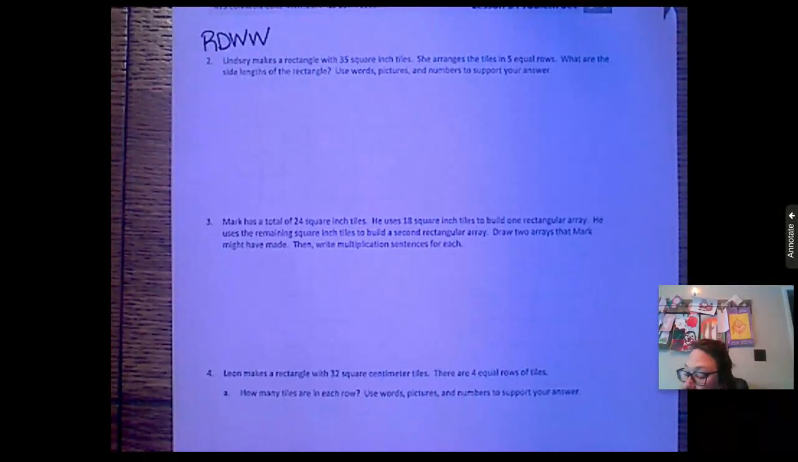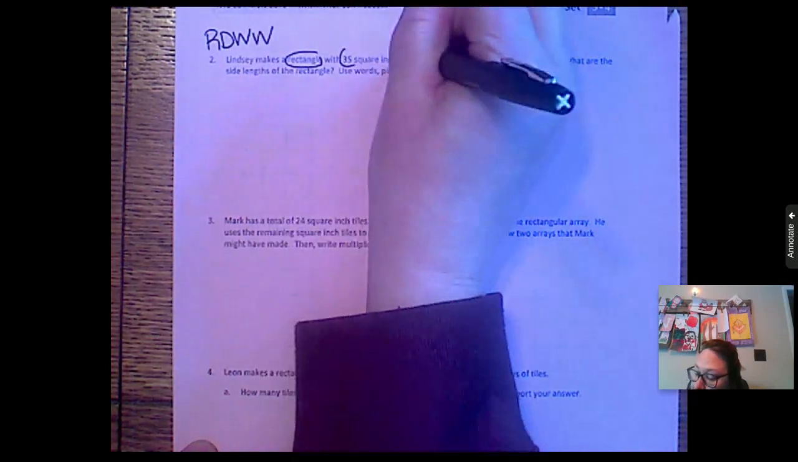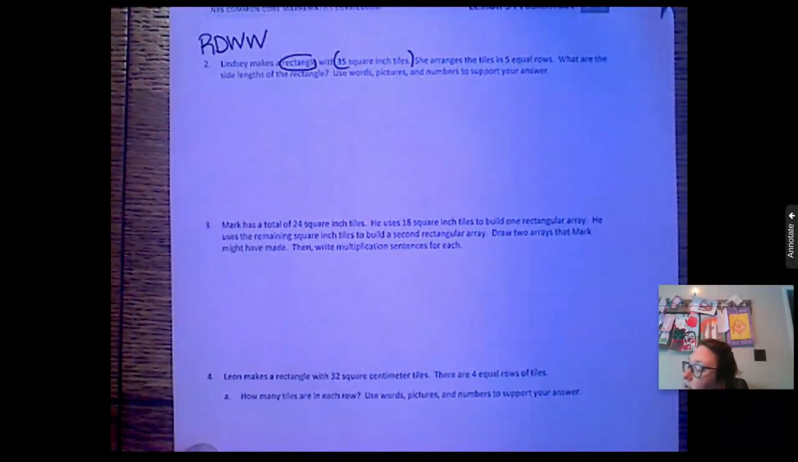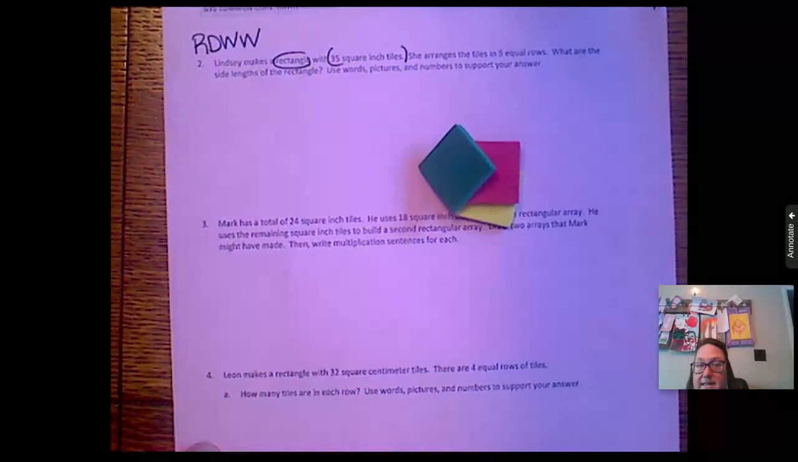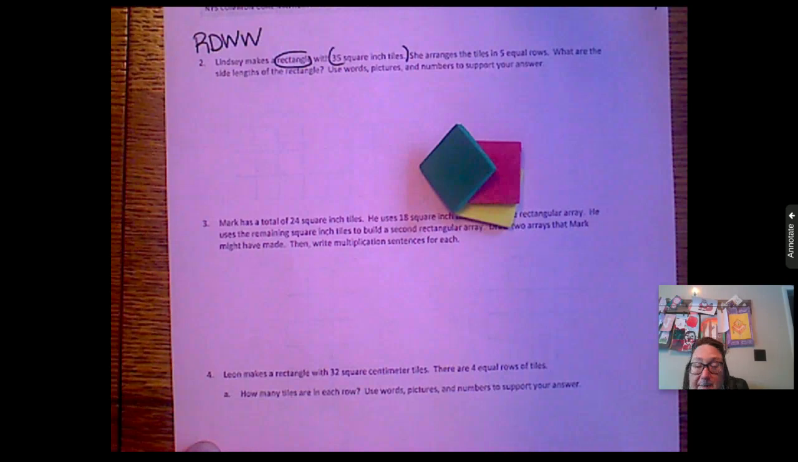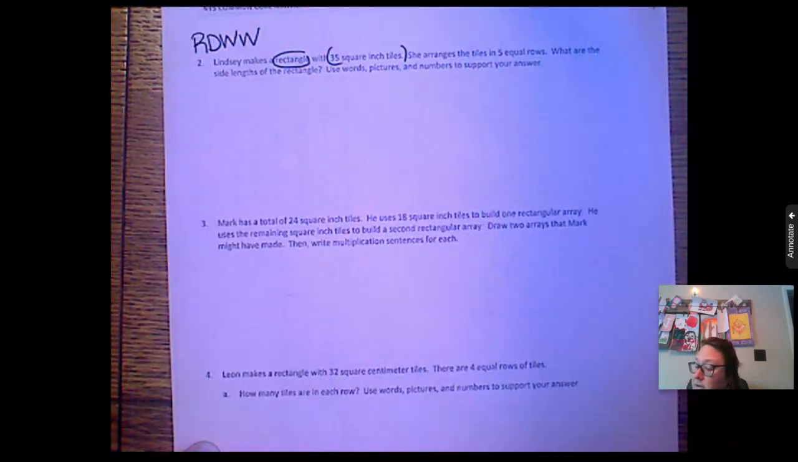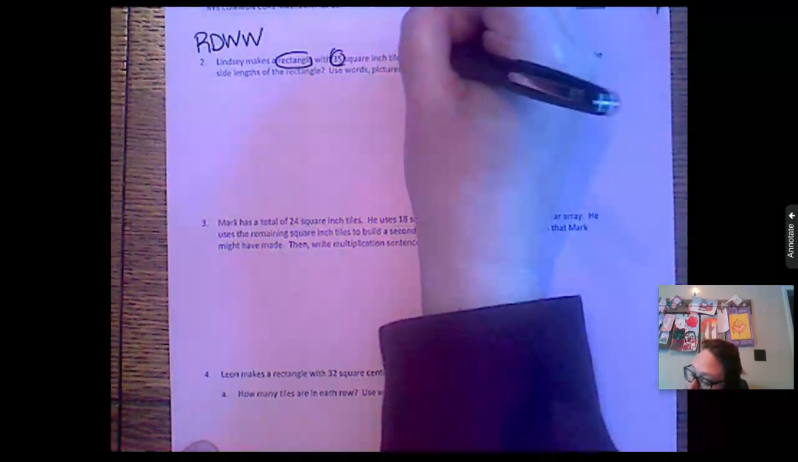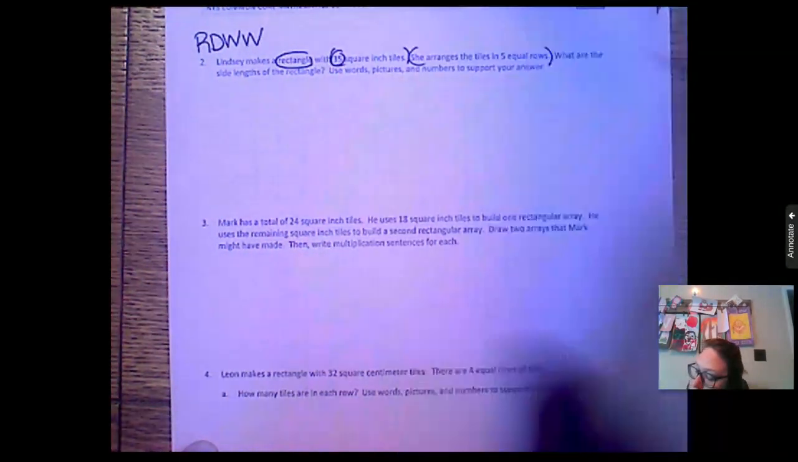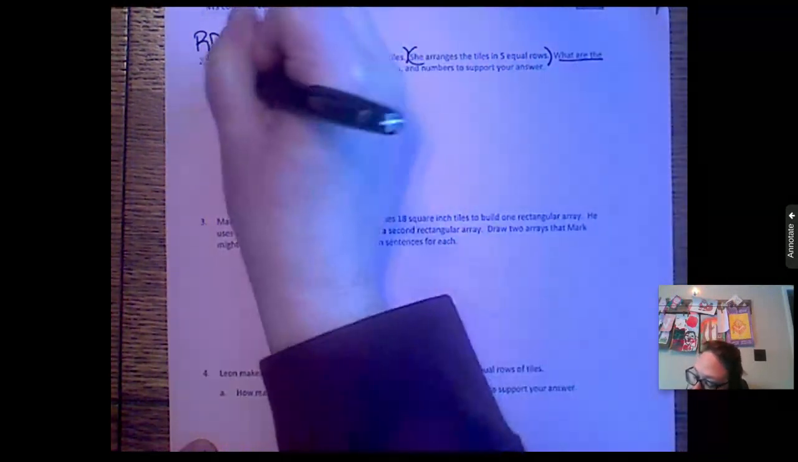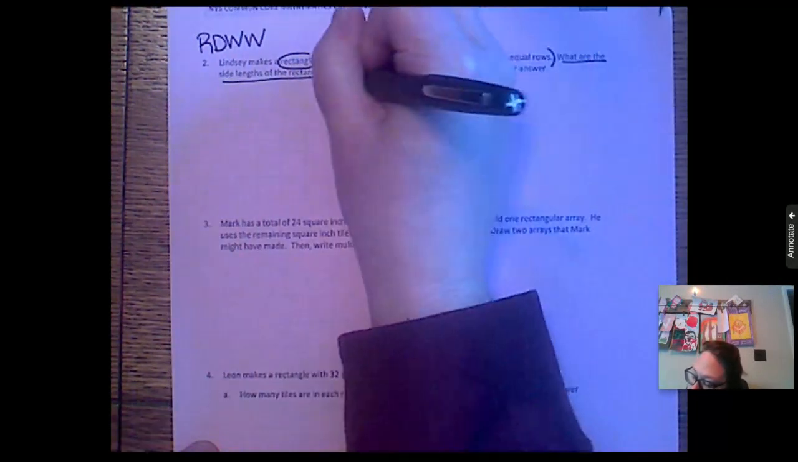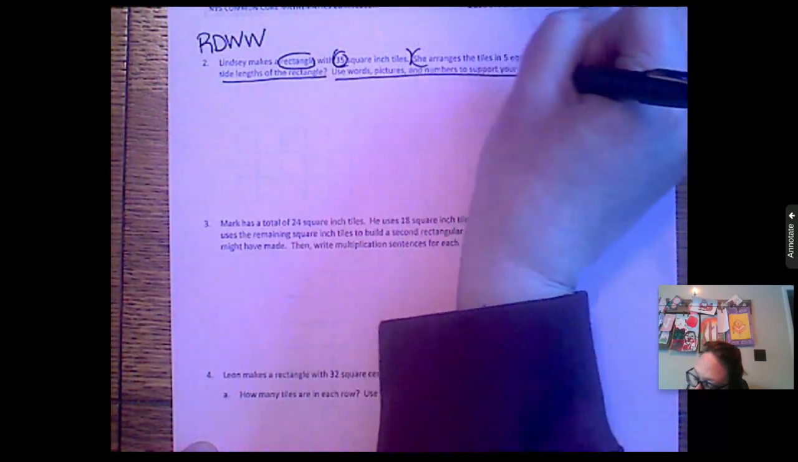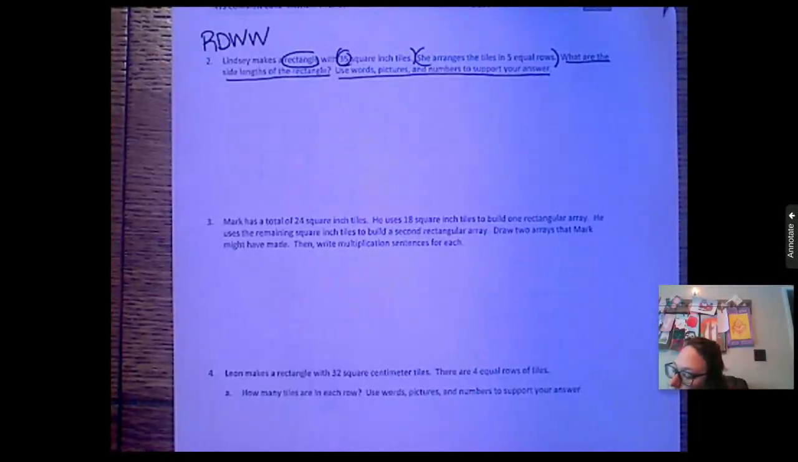Okay, so we read it, but let's go through and plot our important information, right? So Lindsay makes a rectangle. So we do know that it's a rectangle. Okay, and it has 35 square inch tiles. If she has 35 of these square inches, is that my total? It is, right? So 35 would be my total. And let's see, she arranges the tiles in 5 equal rows. What are the side lengths of the rectangle? Use words, pictures, and numbers to support your answer.